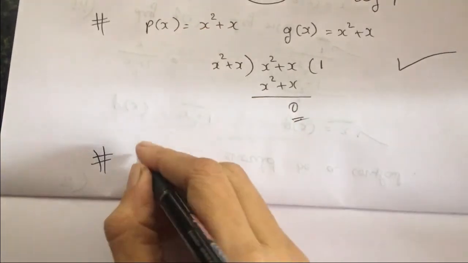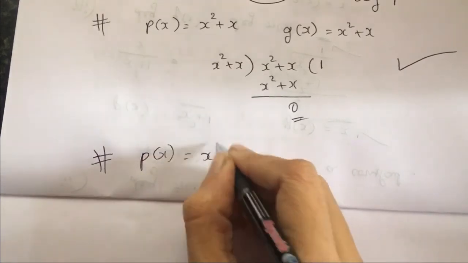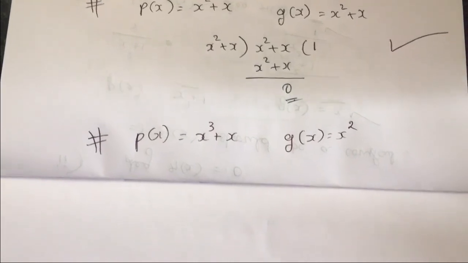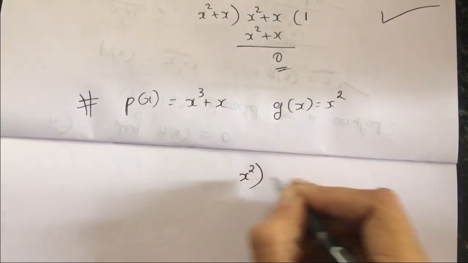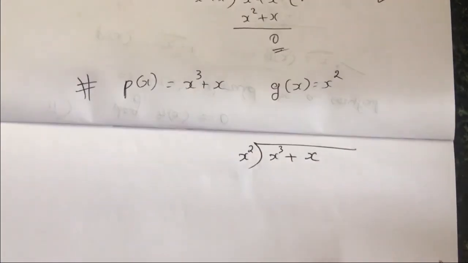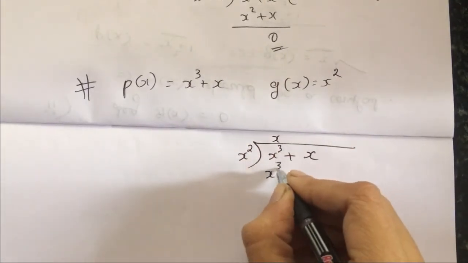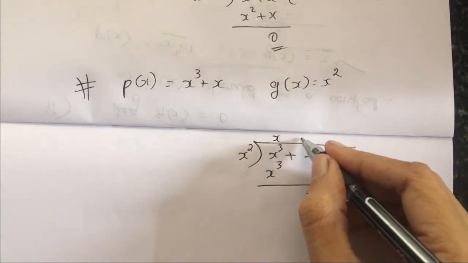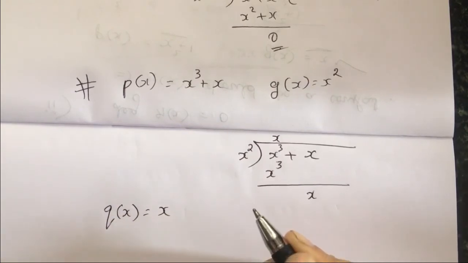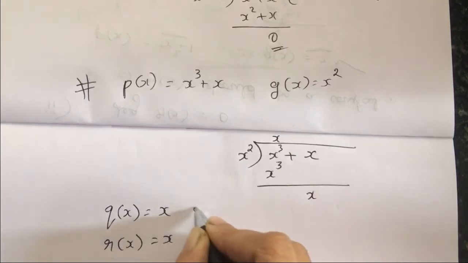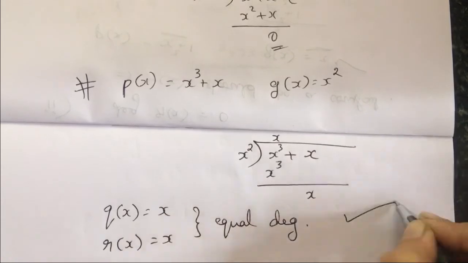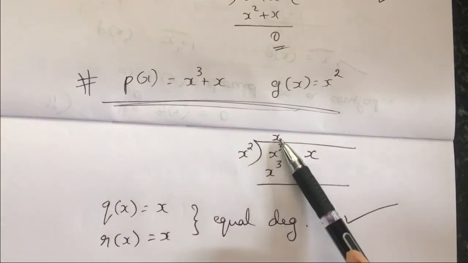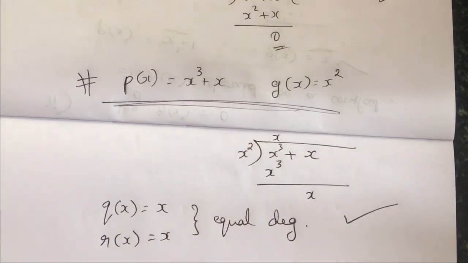Say I'll just increase the power of this so that I'll get one nice example. Say x cube plus x, and let me take g of x as say x square. Okay, I just made a small change. Now I'll divide x cube plus x. Have to multiply by x so that I'm getting x cube, then I'll get x over here. That's all, right? So now the quotient function q of x is x, and the remainder function is also x. They are of equal degree, so my purpose is served. So here this is the best example, in fact, which says the degree of the quotient is equal to degree of the remainder.